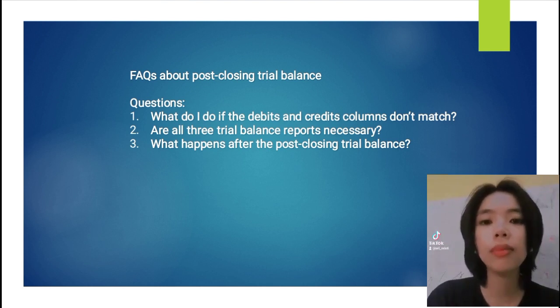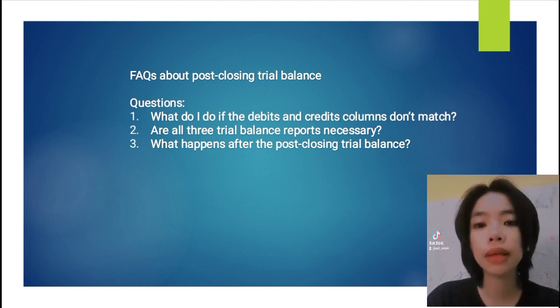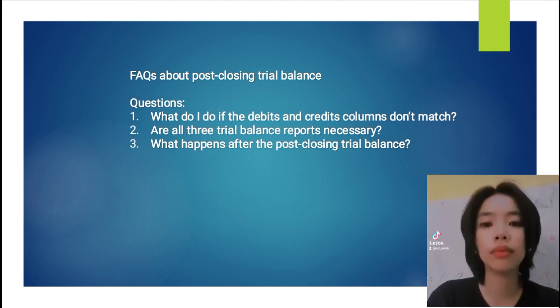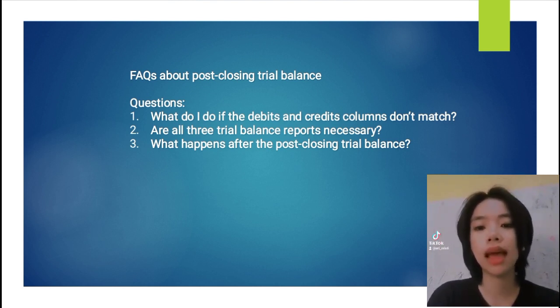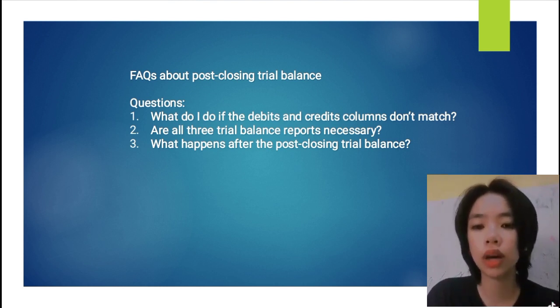So the answer is, there may be many reasons your debit and credit columns in your post-closing trial balance don't match, but the most common is human error. You may have placed a debit in a credit column or vice versa, or you didn't include one or more transactions in the report. If your debits and credits don't match, perform your due diligence to find out why. The totals for debits and credits should always be equal to each other.